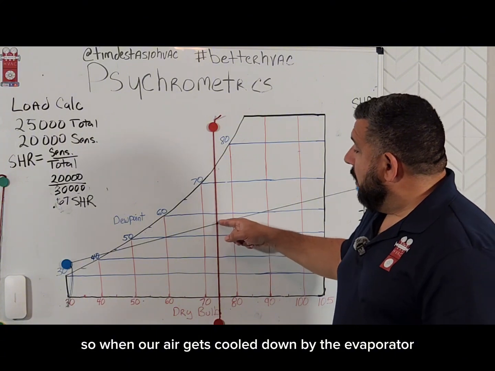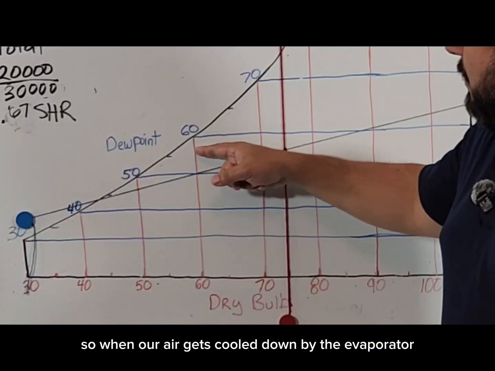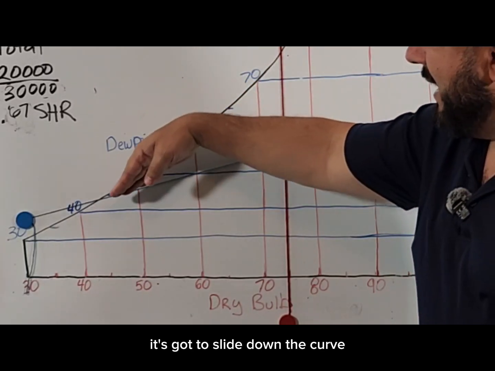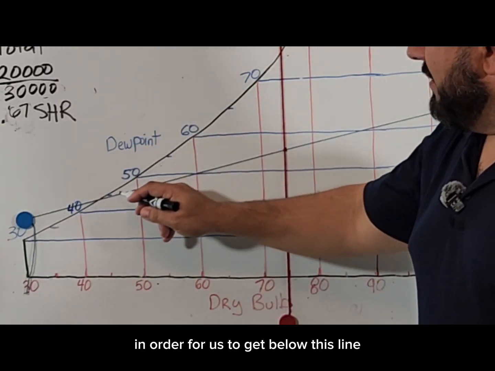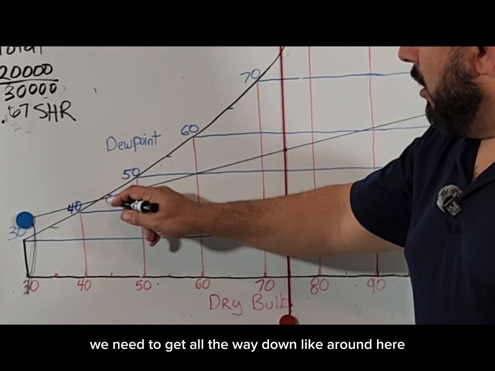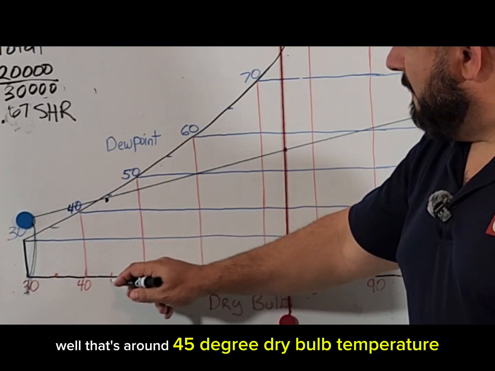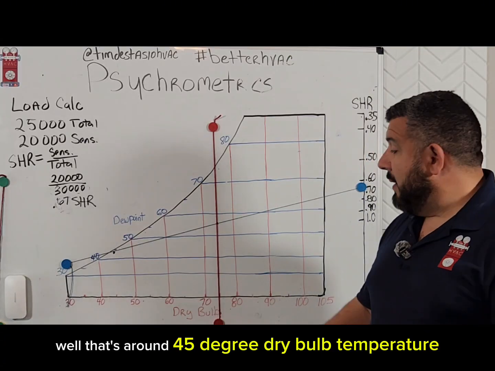So when our air gets cooled down by the evaporator, it comes and it hits the saturation curve, and it's got to slide down the curve. In order for us to get below this line, we need to get all the way down like around here. What does that look like? Well, that's around 45-degree dry bulb temperature.